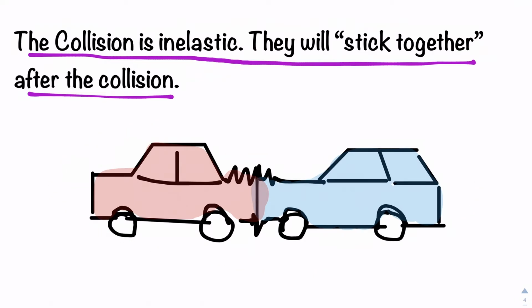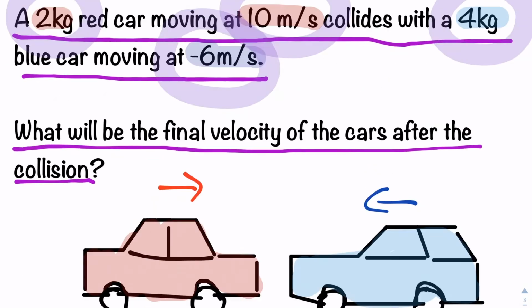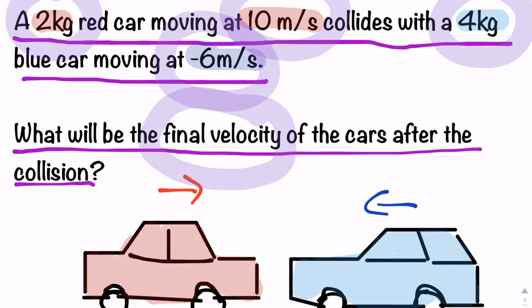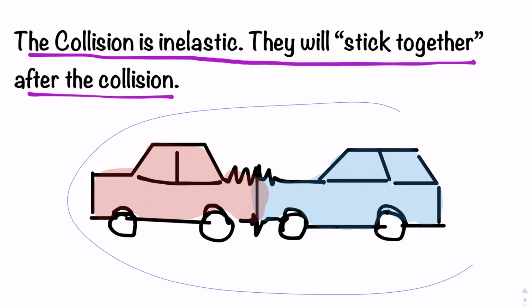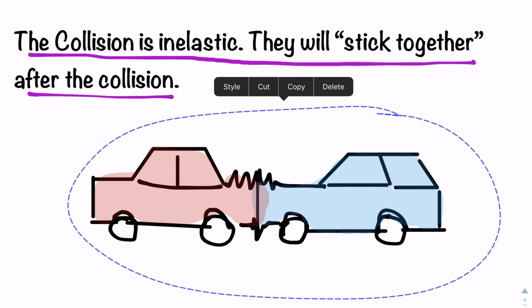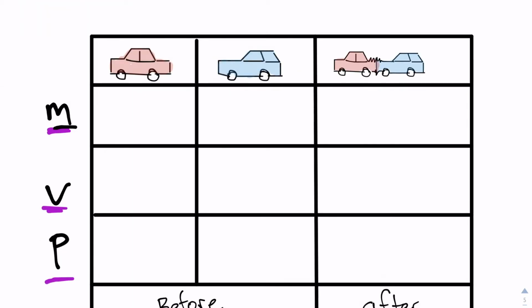They'll come to rest. And what's the question asking again? What is the final velocity of the cars after they collide? So not only do we want to know what direction they are going to go, but how fast? What will be their final velocity? Well, for that, we need to use an MVP chart. So this is what the chart looks like. We'll go about it nice and easy.